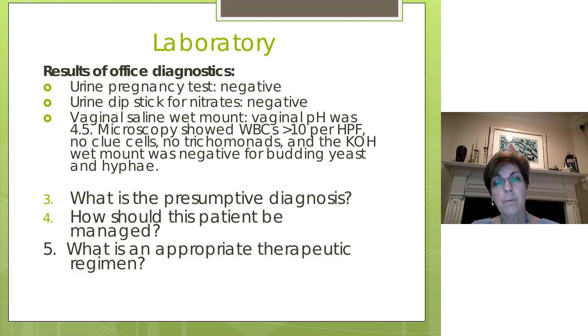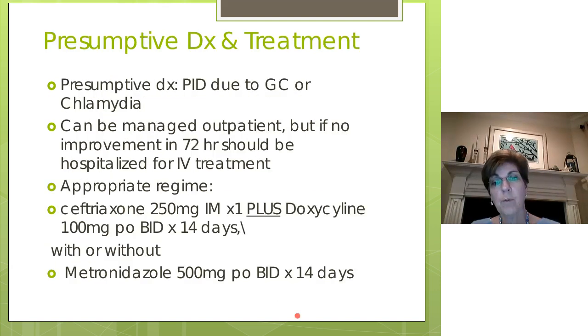Okay. So I'm just going to go over everything, we're running late. So the presumptive diagnosis is PID. This is most commonly caused by GC or chlamydia. It can be managed as an outpatient, but if there's no improvement in 72 hours, then they should be hospitalized and given one of the IV regimens.